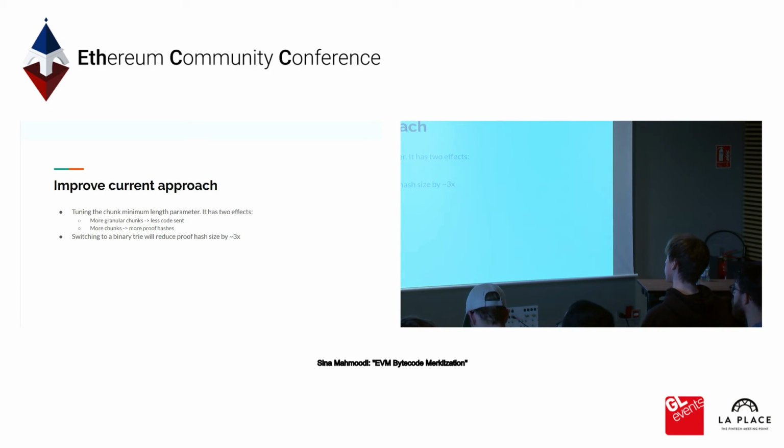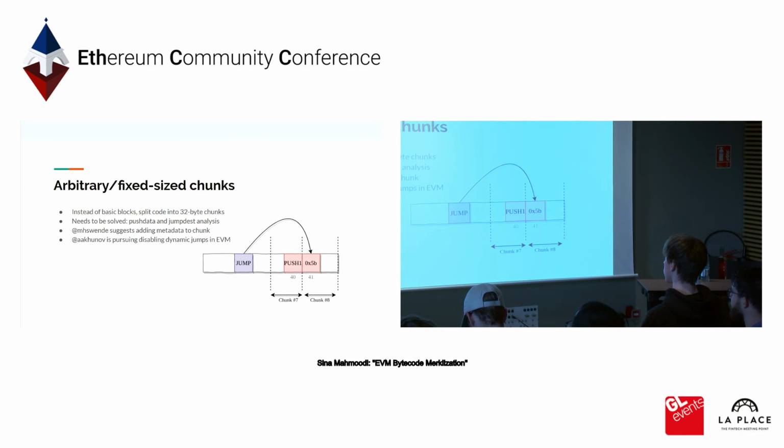Now, to where to go from here, we can experiment with a few things like the minimum size of these basic blocks. In my experiment, I used a hexagonal tree to generate the proofs, but we can use a binary tree, which will reduce the proof hashes by 3 times.